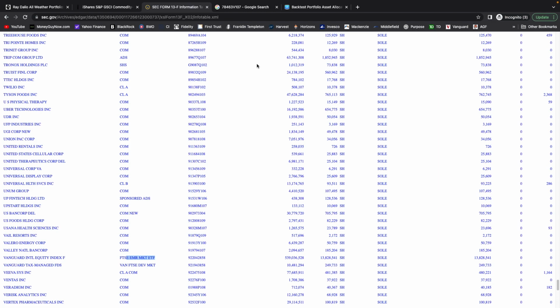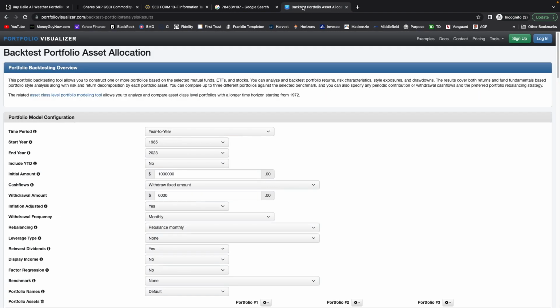So basically, Ray's using ETFs for a good foundation of his portfolio as well. You can see I scrolled by probably hundreds of individual companies. But even the pros use ETFs is kind of the moral of the story here.